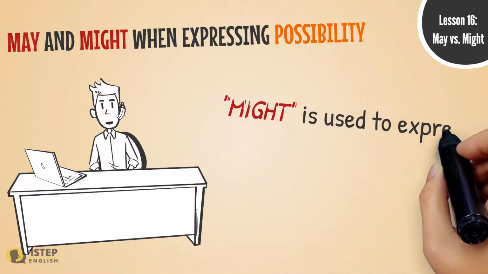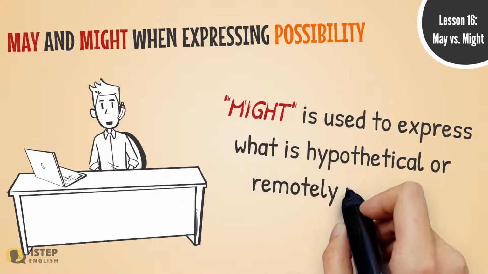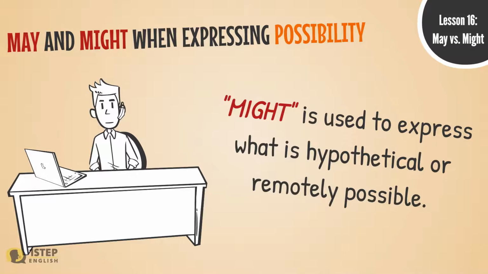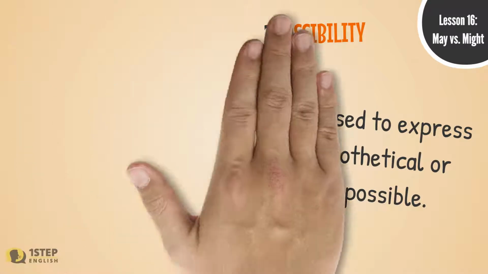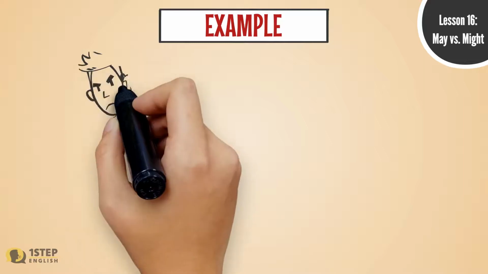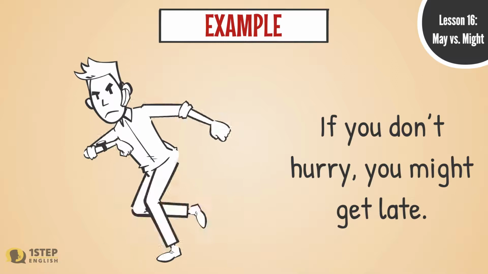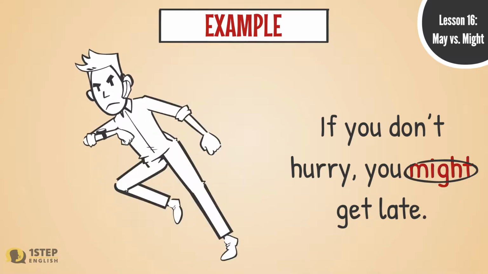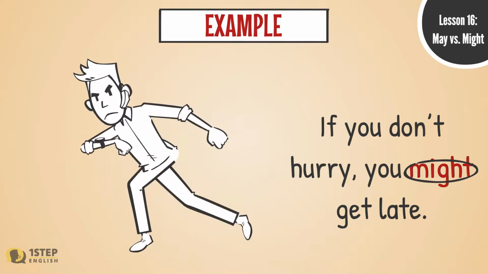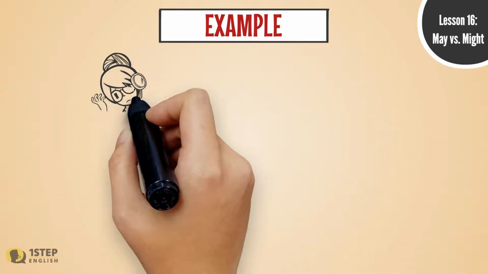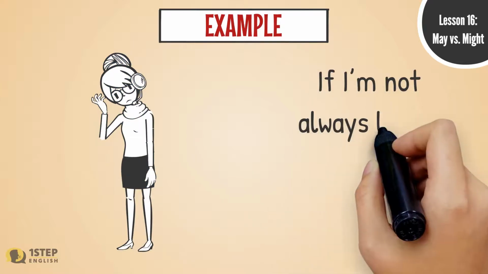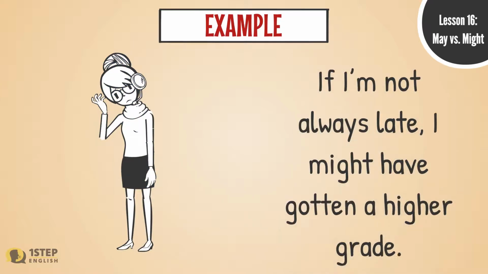Might is used to express what is hypothetical or remotely possible. For example, if you don't hurry, you might get late. Might. If you don't hurry, you might get late. If I'm not always late, I might have gotten a higher grade. Might. If I'm not always late, I might have gotten a higher grade.